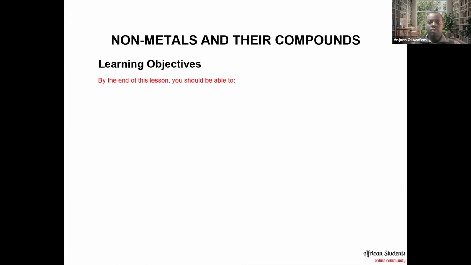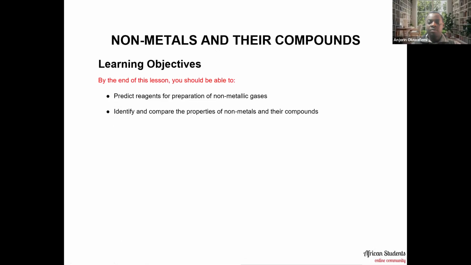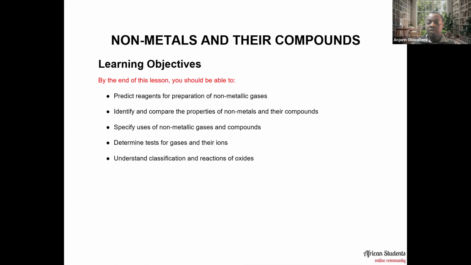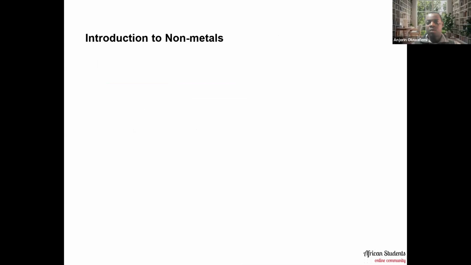By the end of this lesson, you should be able to, one, predict reagents for preparation of non-metallic gases, identify and compare the properties of non-metals and their compounds, specify uses of non-metallic gases and compounds, determine tests for gases and their ions, and also understand classification and reactions of oxides, and explain the significance of ozone and nitrogen cycle. So let's go into the introduction as we look at this topic, non-metals.